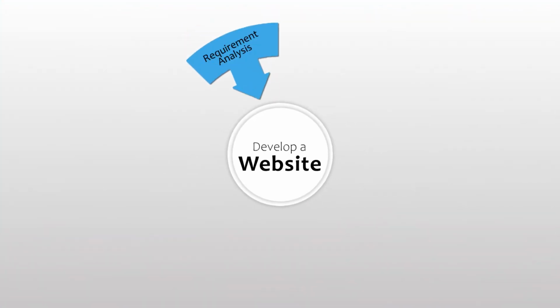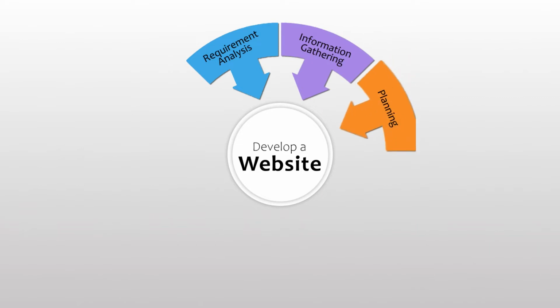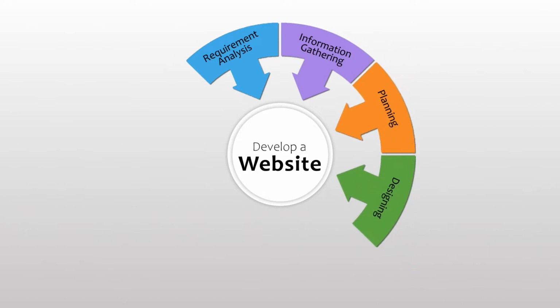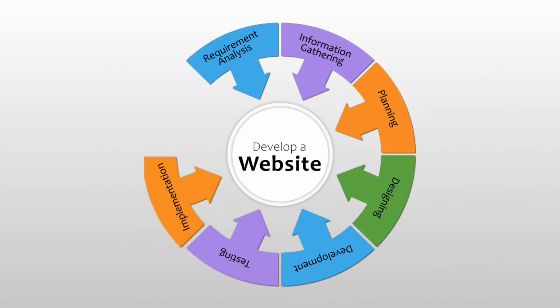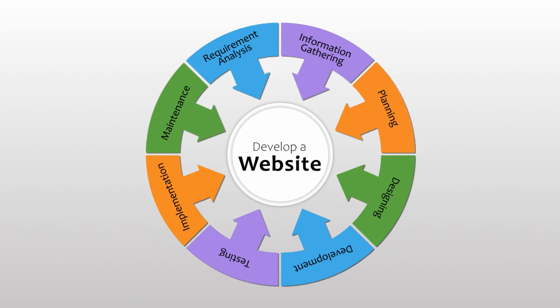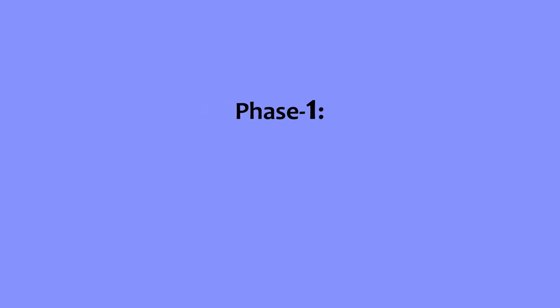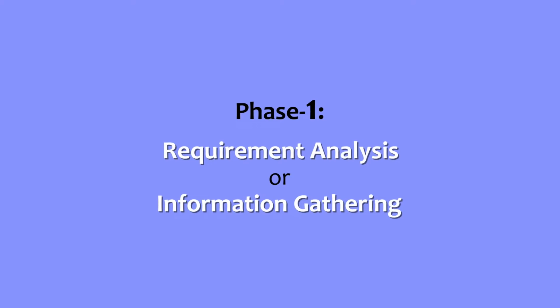As per web development life cycle, there are various phases involved to develop a website. The website phases are requirement analysis or information gathering, planning, designing, development, testing, implementation and maintenance. Now, let us discuss about the first phase. Phase number 1, requirement analysis or information gathering.